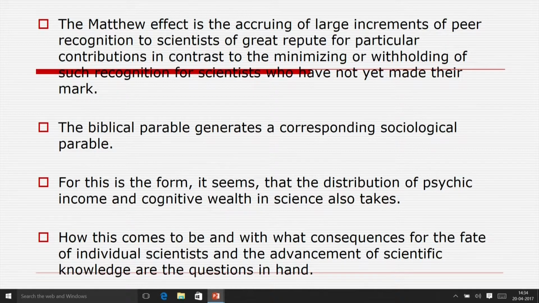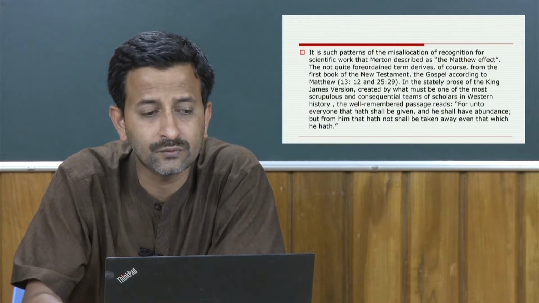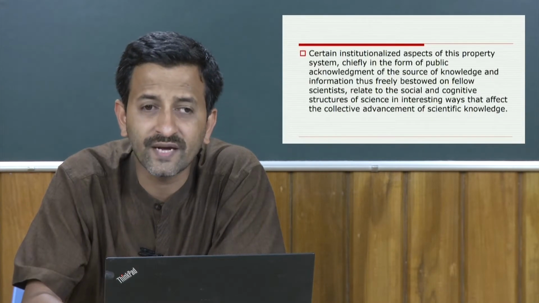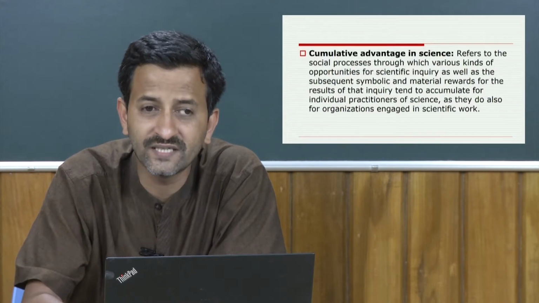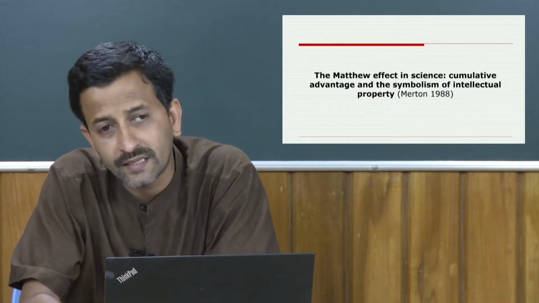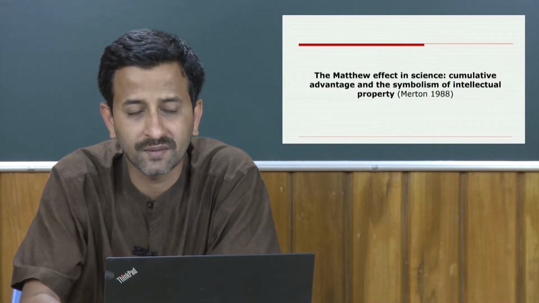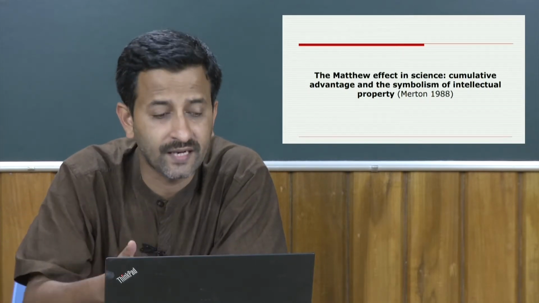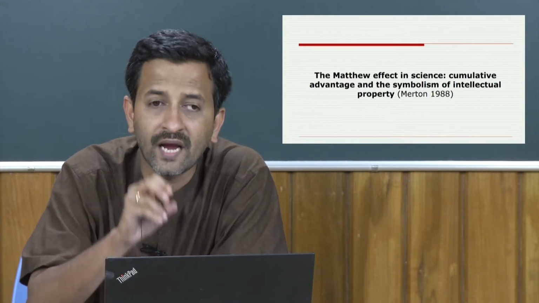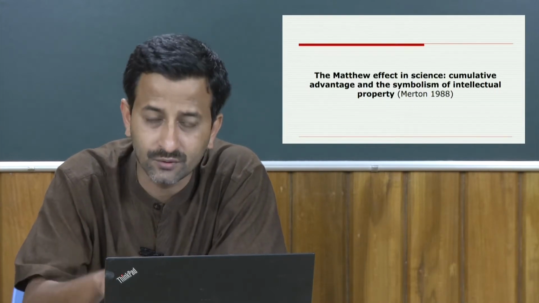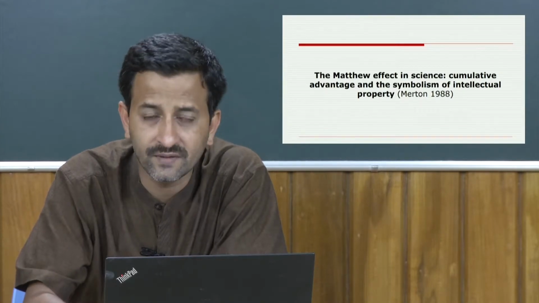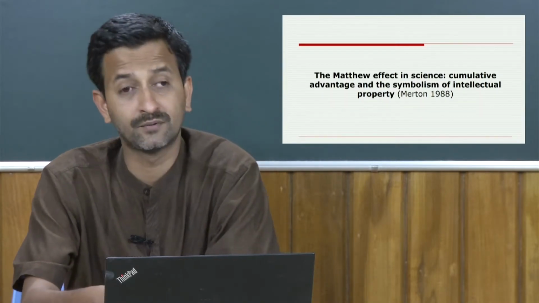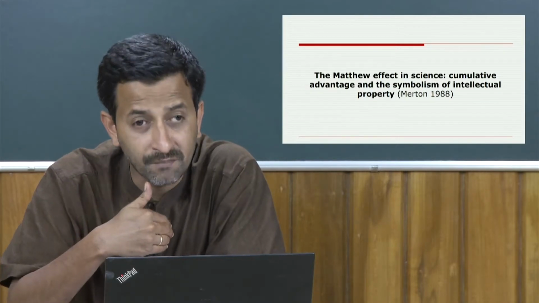Now, what we have discussed till now in these 20-25 minutes is the Matthew effect in the context of cumulative advantage in science, as well as the symbolism of intellectual property. But we have not yet come, at length and in detail, to cumulative advantage and intellectual property in science. We will come to this point. Partly we have covered cumulative advantage, but we will come to cumulative advantage in much more detail now.